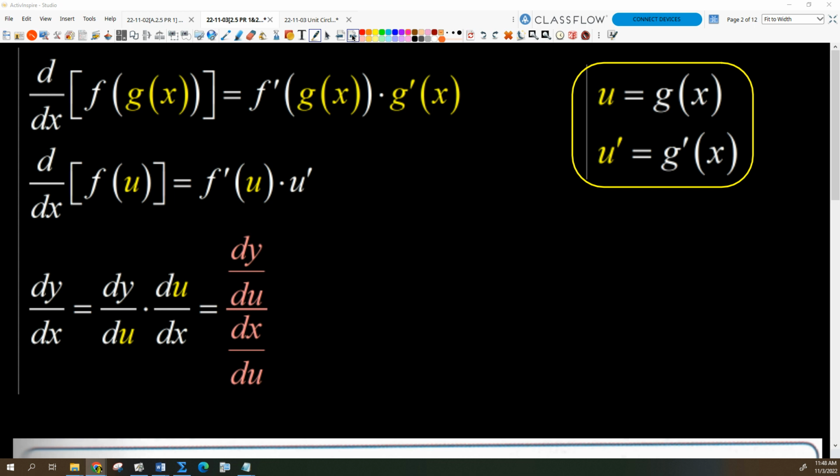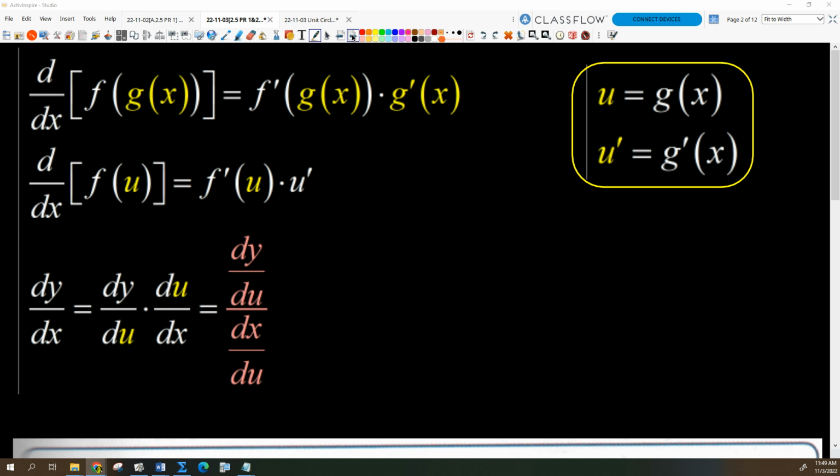And so there's a much easier way to represent the chain rule. Instead of saying the derivative of f of g of x, let's make a simple substitution. Let u equal g of x, and then the derivative, g prime of x, we'll just call u prime. So the derivative with respect to x of f of u is equal to f prime of u times u prime, okay?